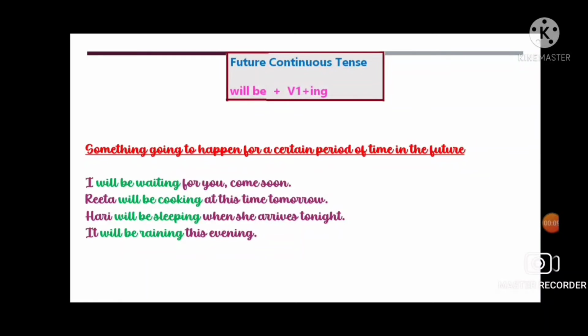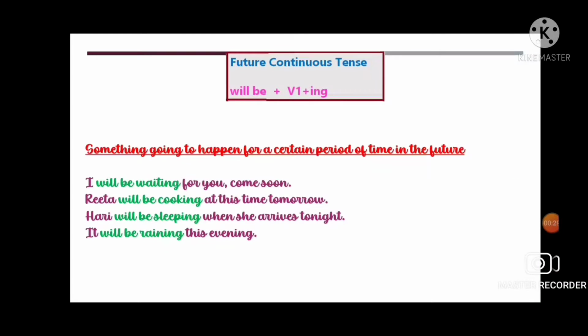It takes the form will be plus V1 plus ing. We use this to mention something going to happen for a certain period of time in the future. Example, I will be waiting for you, come soon. And whenever you use it under future continuous tense, you are almost sure about it. You are sure that this is what is going to happen.